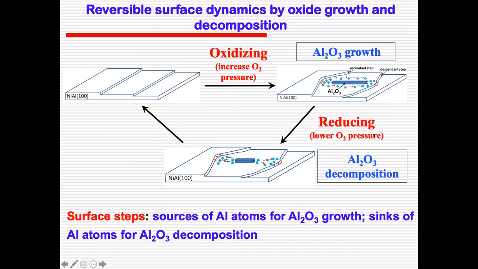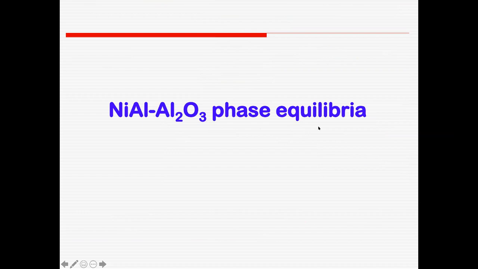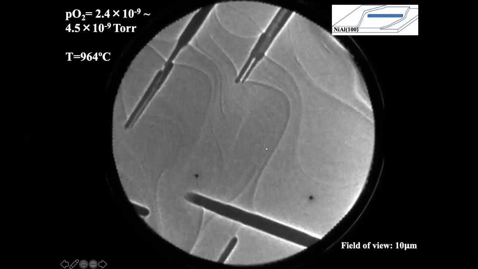Okay. All right, so this also means that if we are able to control the oxygen pressure, we can make the oxide stable without decomposing or growing. If we are able to finely tune the oxygen pressure, then we can determine the phase equilibrium between aluminum oxide and the substrate. I'm showing a video now to illustrate how we do that.